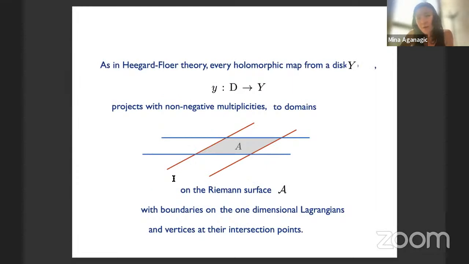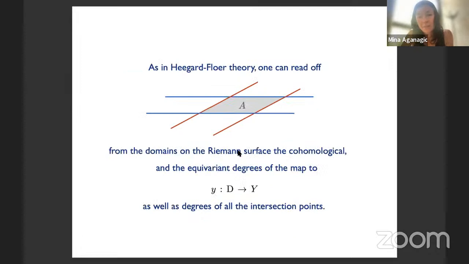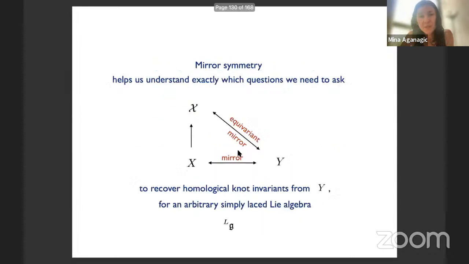As in Heegaard Floer theory, every holomorphic map from a disk to Y projects with non-negative multiplicities to domains on the Riemann surface with boundaries on one-dimensional Lagrangians and vertices at intersection points. And as in Heegaard Floer theory, from these domains on the Riemann surface, you can read off the cohomological and equivariant degrees of all the maps to Y.